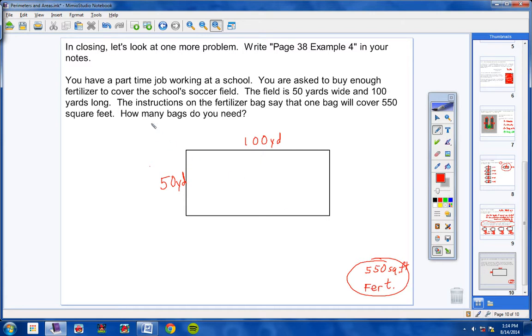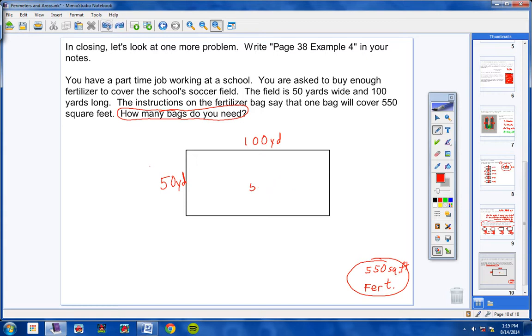Now, is it not common sense? It is to me that when the question is asked, how many bags do you need, there is no way that I can find how many bags of fertilizer I need until I know how many square feet I have. I know that one bag covers 550 square feet. However, I don't know how many square feet I have on this soccer field. Now, I could take 50 times 100 and I would get 5,000, but that gives me area in square yards. And I don't want my area to be in square yards.